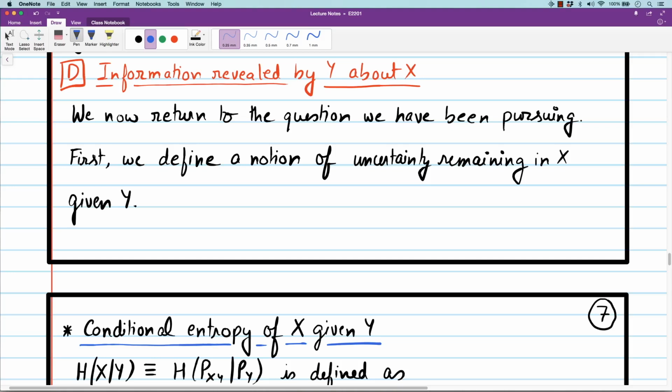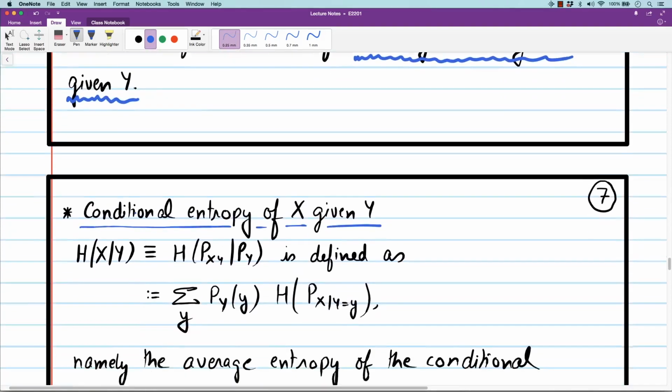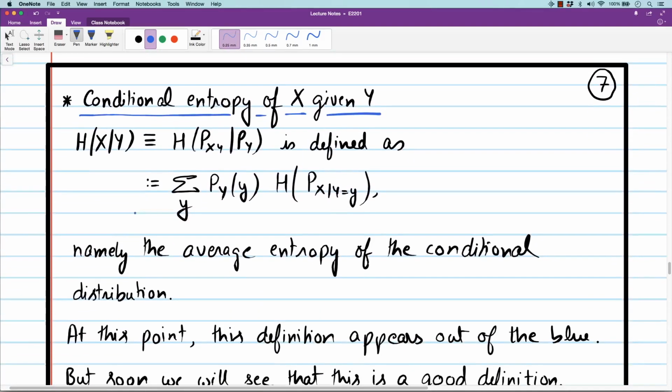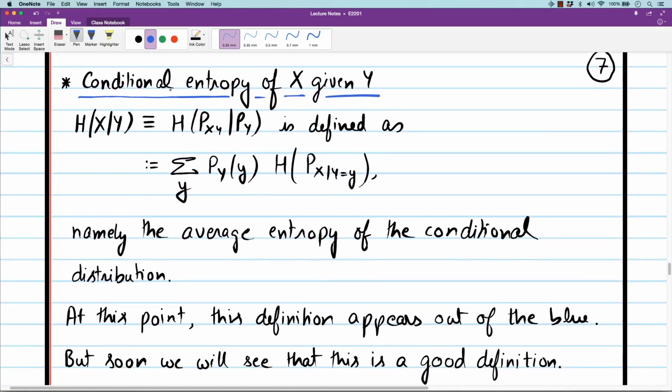So we know that in the beginning, uncertainty in X is H of X. So what is the uncertainty that remains in X when Y is revealed? The answer to this question is something that I'll just put out before I justify it, and I'm calling this thing the conditional entropy of X given Y. Okay, I'm not calling it this. This is what Shannon called it, the conditional entropy of X given Y.